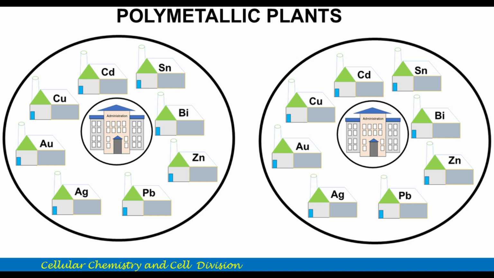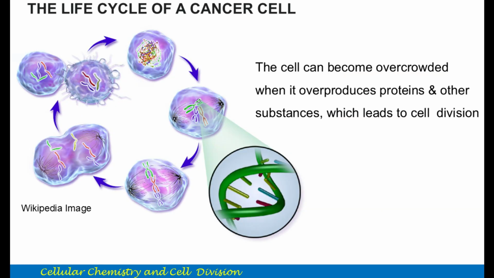Consider this analogy involving a polymetallic plant. If there is a substantial increase in demand for the plant's products and it begins to produce more, eventually, the plant will establish a subsidiary by creating a new facility. To better understand how a cell functions, we can compare it to a polymetallic plant. When a cell produces an excessive amount of proteins and other substances, it can become overcrowded. The only solution in this case is for the cell to divide. The overproduction of proteins is prompted by the rate of chemical reactions occurring within the cell. In biological terms, it is determined by the speed of metabolic reactions.